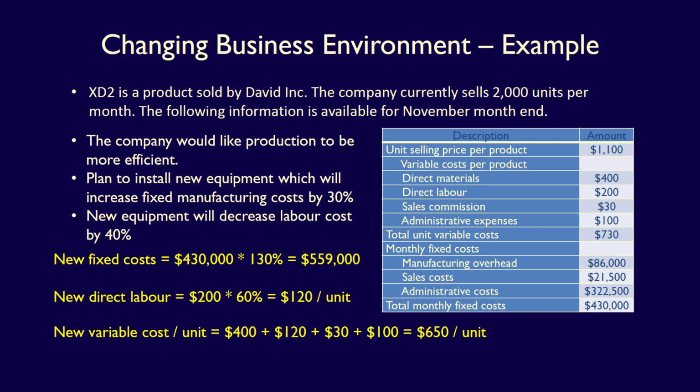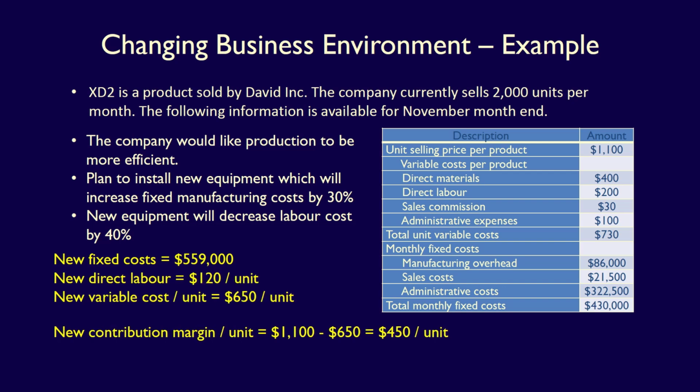Using this, we can now calculate the updated total variable costs. Direct materials of $400, new direct labor of $120, sales commission of $30, and administrative expenses of $100. The total variable cost per unit is therefore equal to $650. We need the contribution margin per unit, so $1,100 of sales revenue less the updated variable cost per unit of $650 is equal to a contribution margin of $450 per unit.